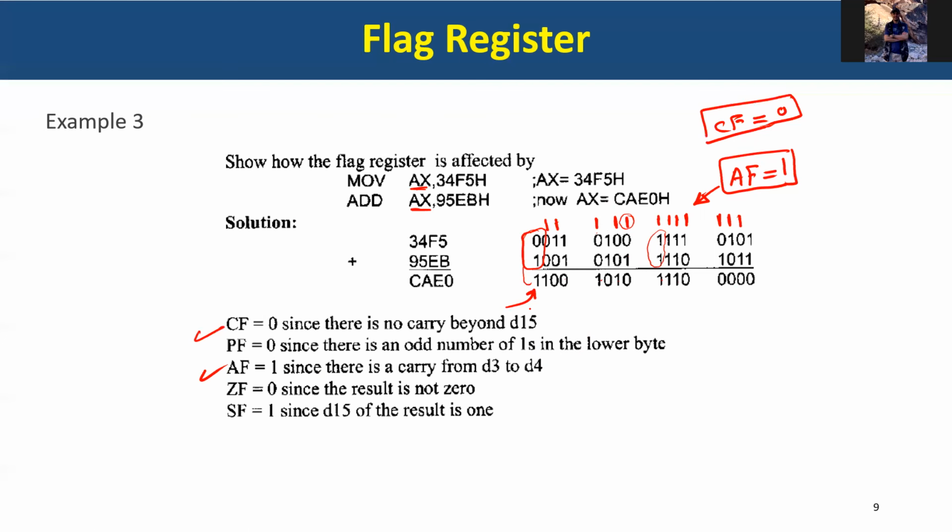Let's check the parity. We look at the least significant 8 bits, and we have 3 ones. This is an odd number, so the parity should be 0. That's right. The result is not 0, so the zero flag should be 0. That's right. The sign here is the sign of bit number 16, and it's 1. Okay.